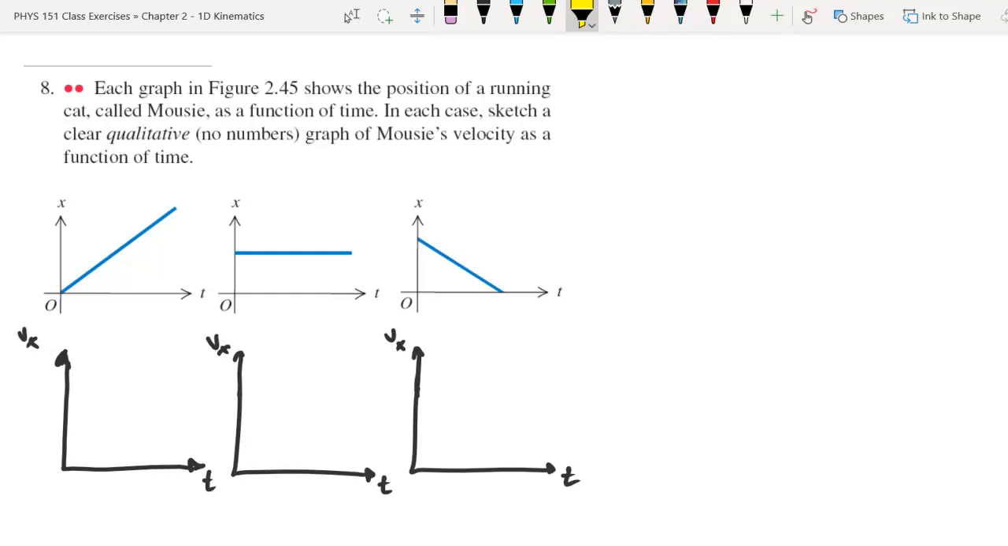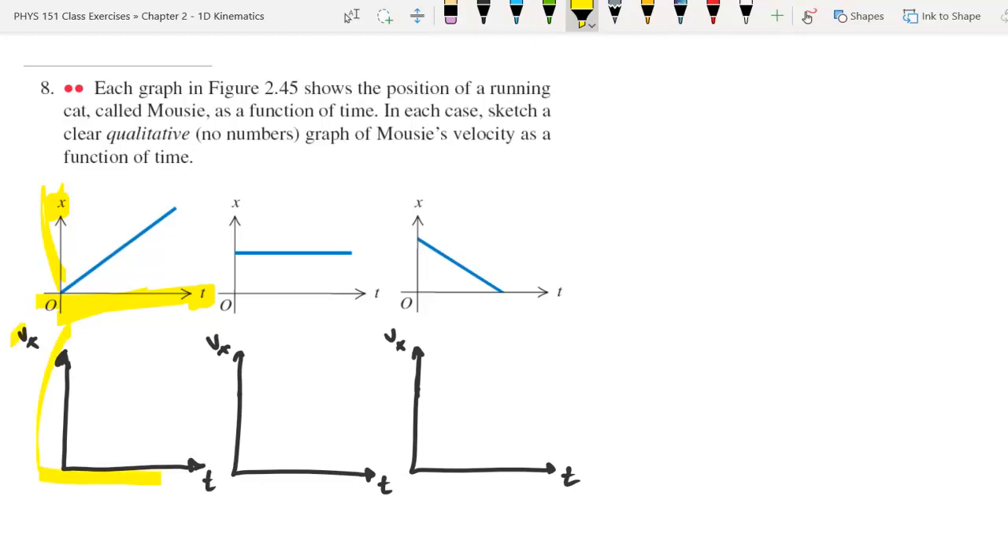Okay, here we have some given position versus time graphs. So we have position here on the vertical and time on the horizontal, or time on the independent and position on the dependent axes. And we're given these plots of position versus time, and we are asked to make corresponding plots of velocity versus time. So I have these graphs set up here for v versus t, right?